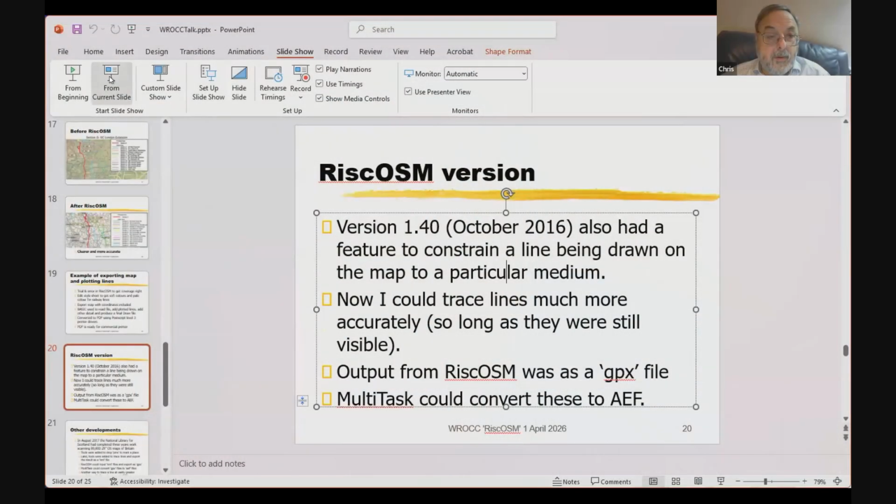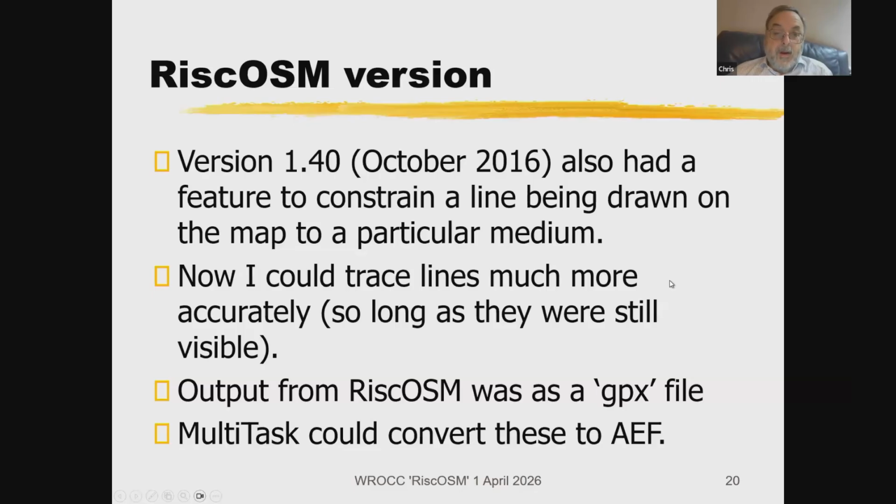So I could import them into RiscOSM and display them. So all the tracing I'd done wasn't going to be wasted because it was a proprietary format. Right, let me go back to sharing. Sorry, I'm back to where I was again. So although RiscOSM would import AEF files, it would only output them as GPX files, but that was fine.